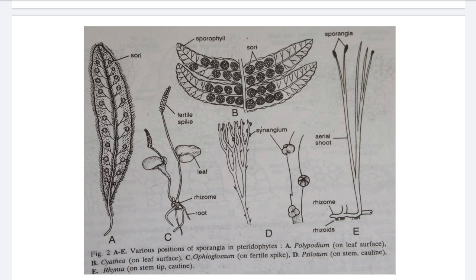In diagram C there is a fertile spike, and this fertile spike has sporangia, and these sporangia produce the spores. In diagram D there is a Psilotum, which has a special spore producing organ called the synangium. In diagram E there is also a spore producing organ, sporangia produced at the tip. Example is Rhynia. So in this way there is a lot of diversity in the spore producing structures or organs in the pteridophytes.